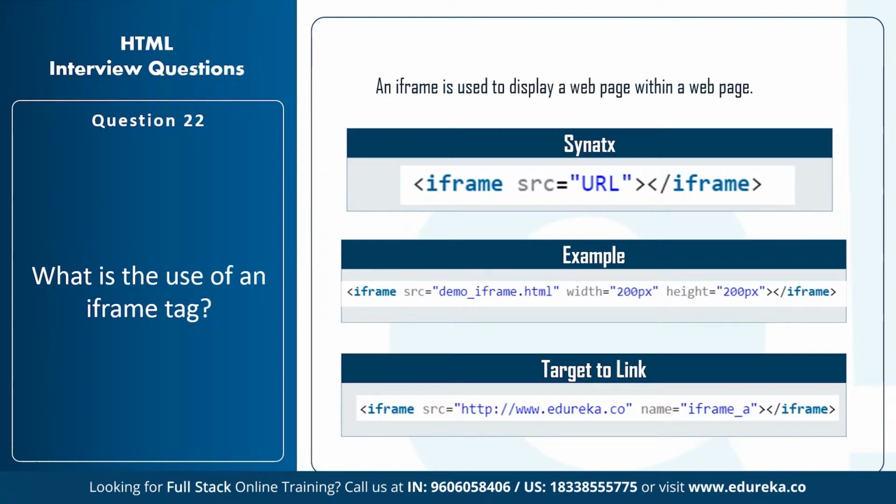Here is another example to target a particular link. So I've taken the link for edureka.co inside my iframe source and also given it the name iframe A. So this is how you target a particular link.